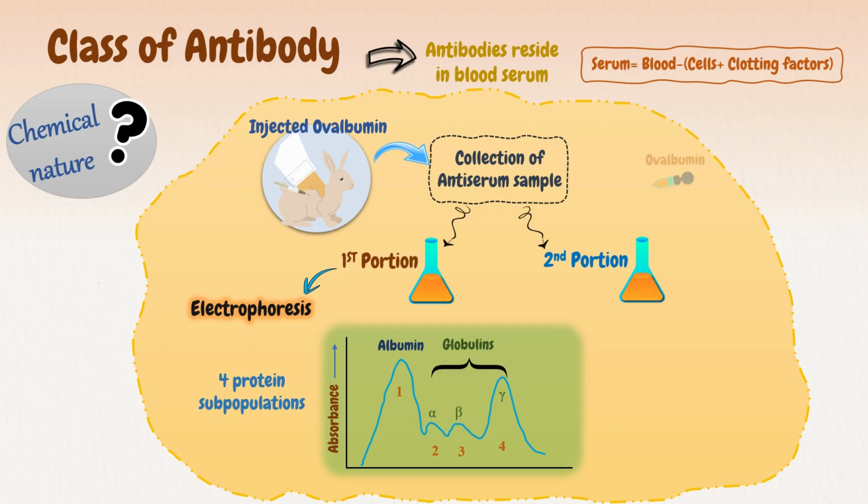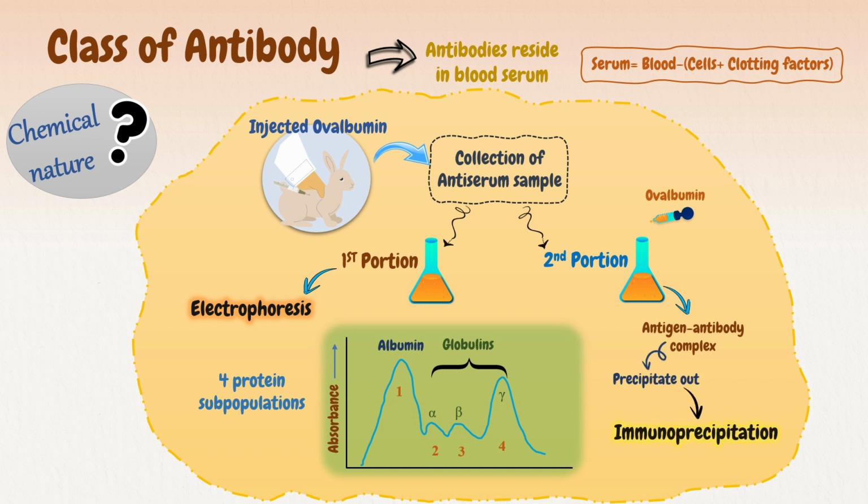Then they took the second portion of that sample and treated it with the same antigen, that is ovalbumin. That is actually a multivalent antigen. That means an antigen that has the ability to bind more than one antibody. Antibodies form complexes with that antigen and fall out in a process called immunoprecipitation. Now they again plotted a graph to observe which peak was mainly affected.